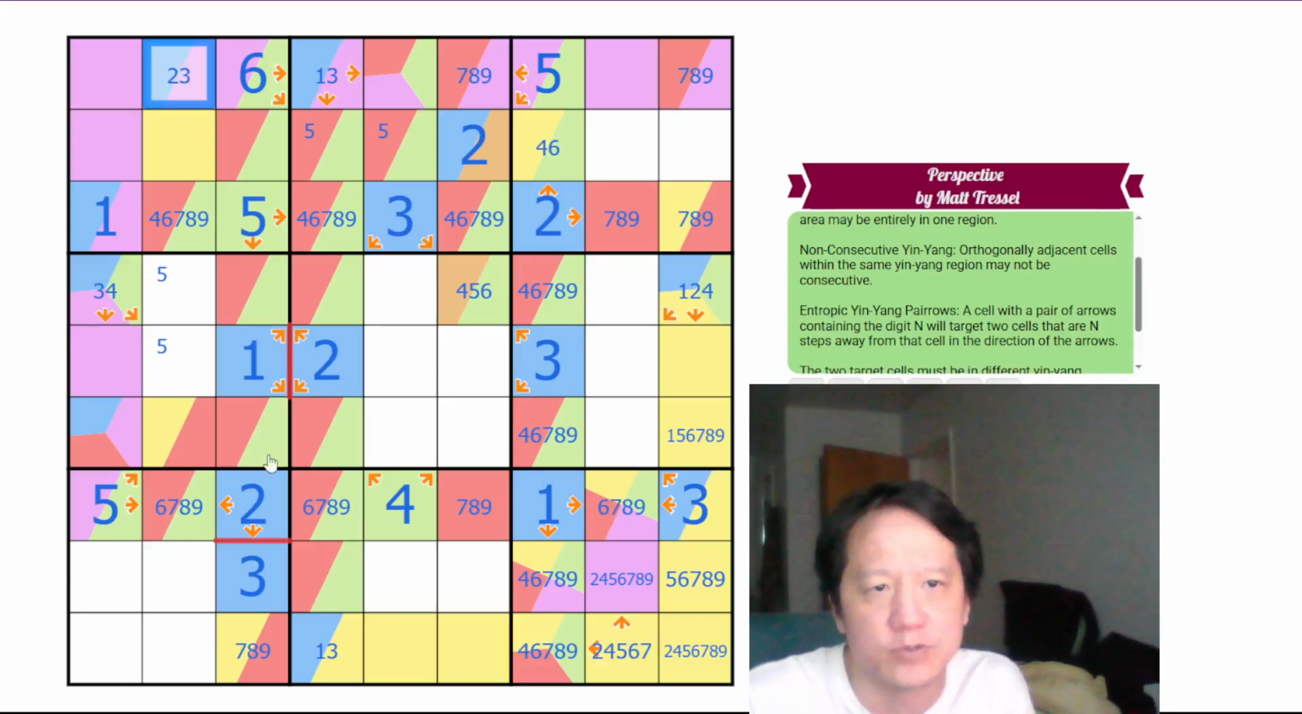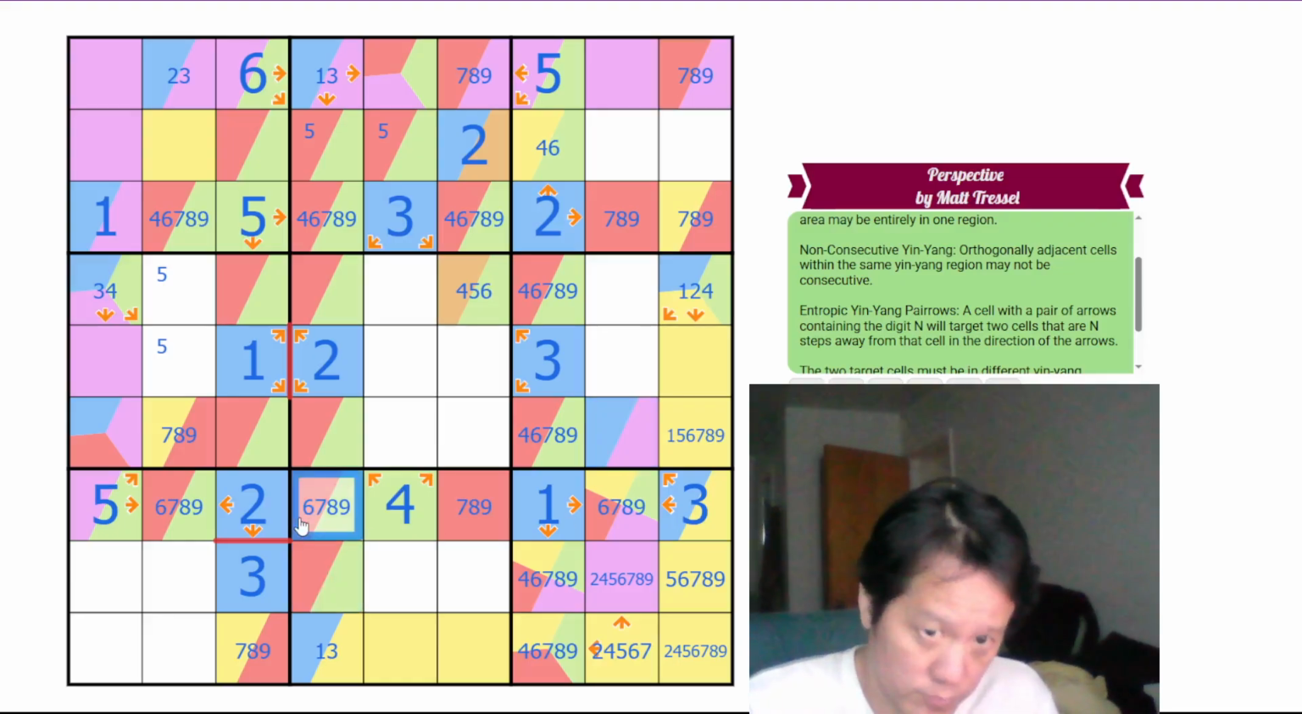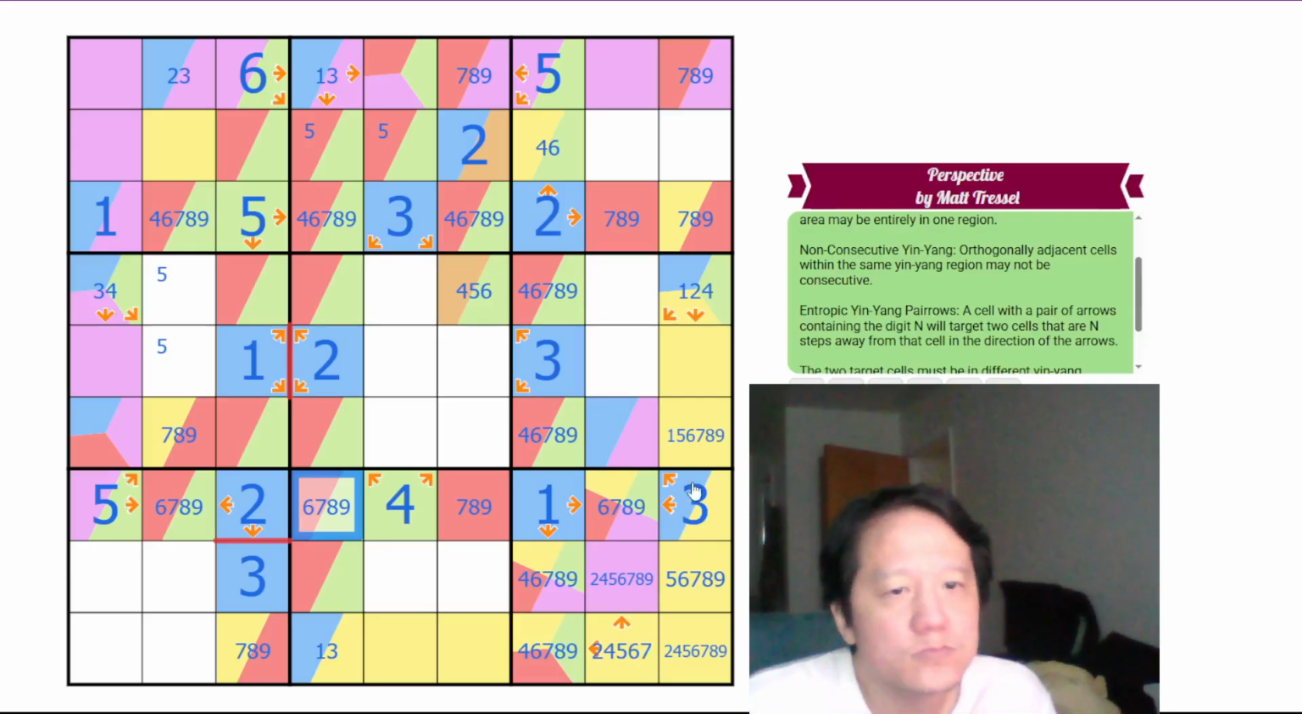Cannot be 1, it's 2 or 3, this is 7, 8, and 9. This is yellow, because this is pink. 1 is here, 3 is here, this is high, this must be low here. And this is yellow, so this must be pink here. Interesting. Okay. So this is yellow.